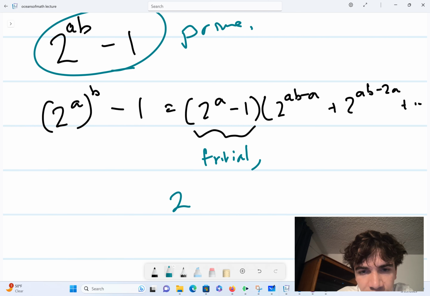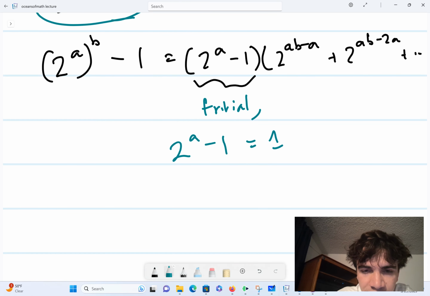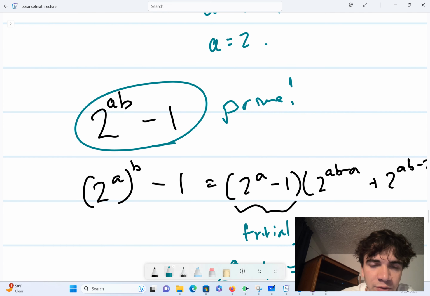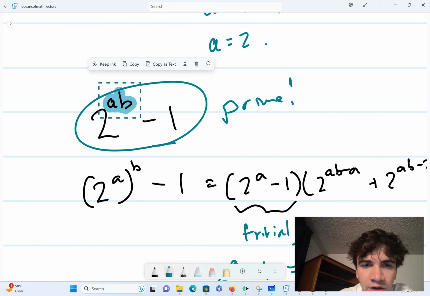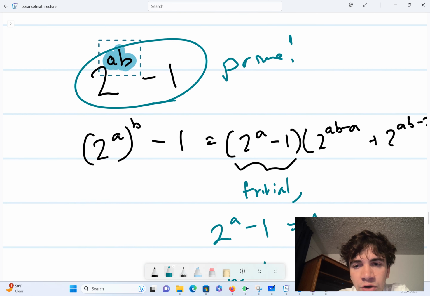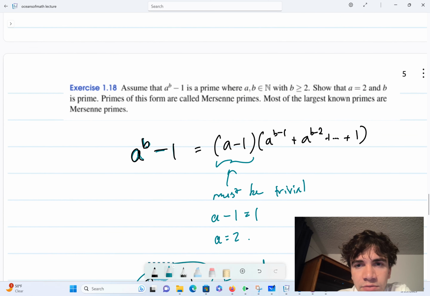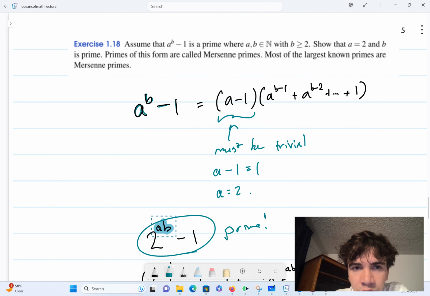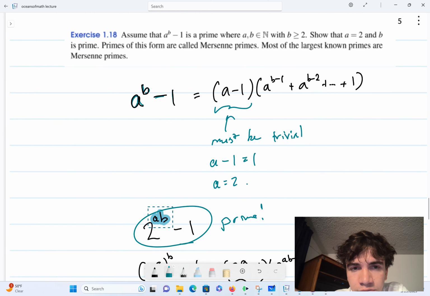In particular, 2 to the a minus 1 must equal 1. Well, that tells us immediately that a has to equal 1. And therefore, b, this exponent, can't be composite. We've basically shown that we can never factor the exponent into two terms where one of them isn't 1. And so that literally finishes the problem. I hope you enjoyed that, and I'll see you in the next video.